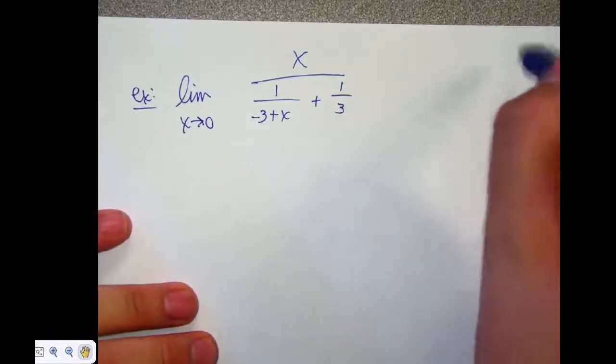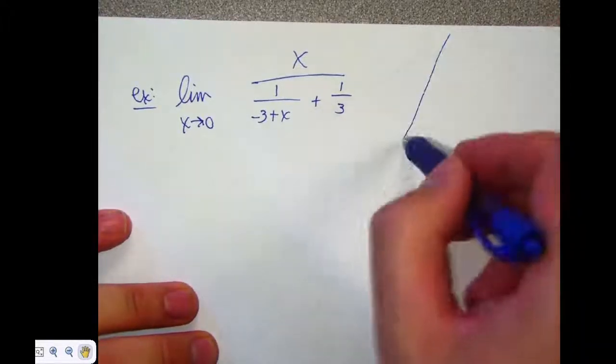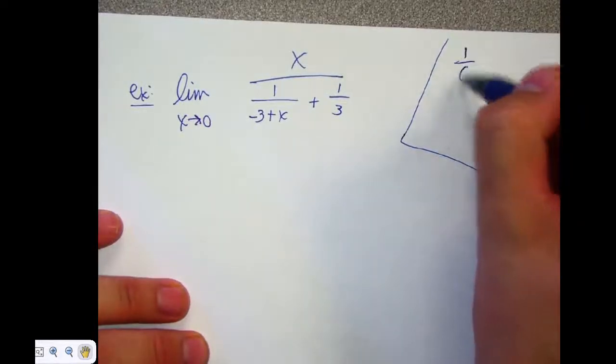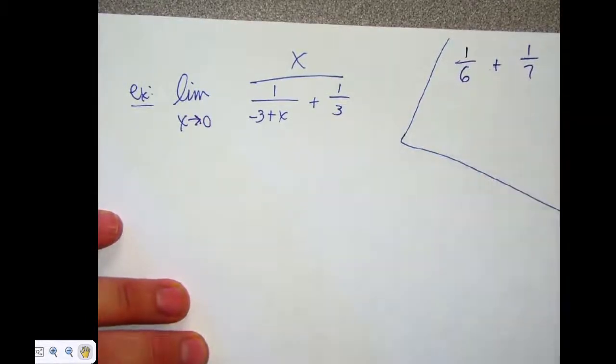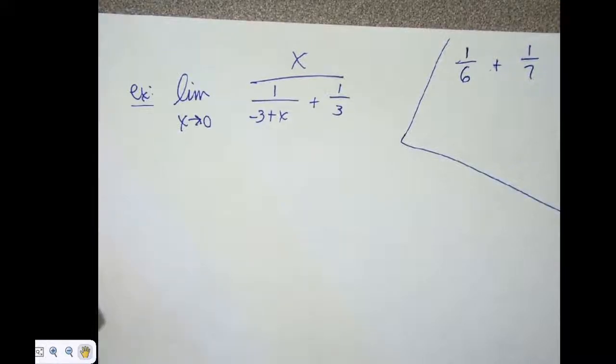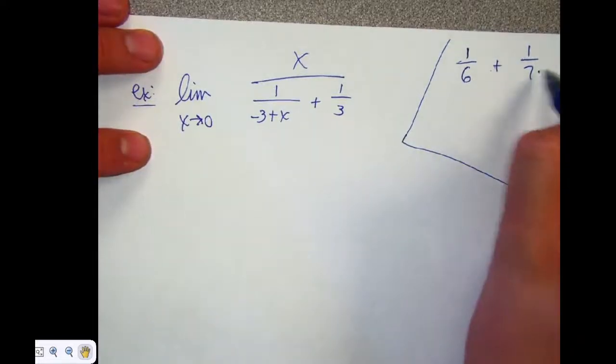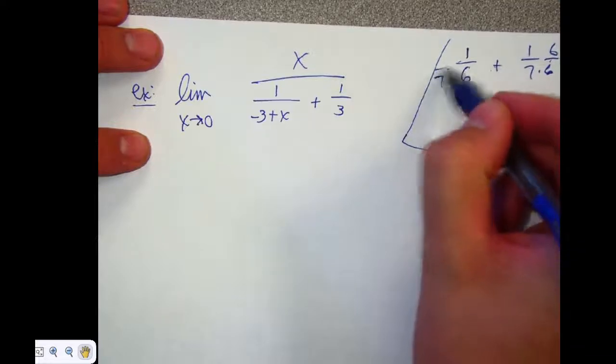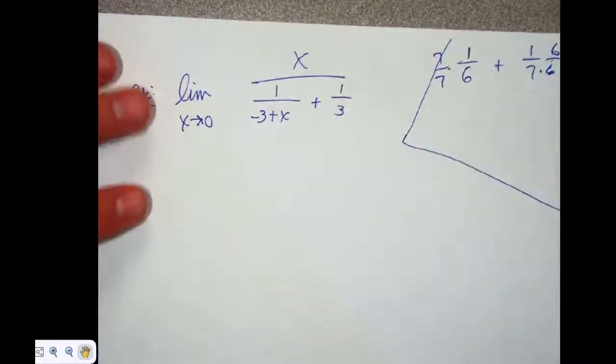All right, let's go off to the side and do some fraction practice here. If I had 1/6 plus 1/7, what would I do? What's my common denominator? 42, right? Which you got by doing 6 times 7. Agreed? So then what you would do is multiply this one by 6, and therefore the top by 6. And this one by 7, and therefore the top by 7. Right?